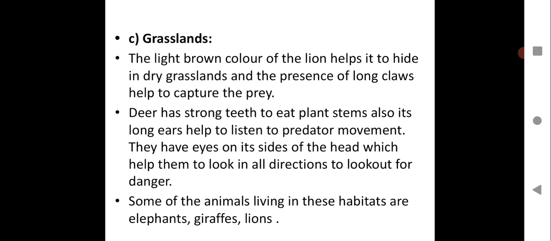Some of the animals living in these habitats are elephants, giraffes and lions. So in the grassland habitat, deer, elephant, giraffe and lion survive easily because of their adaptation to the given habitat.